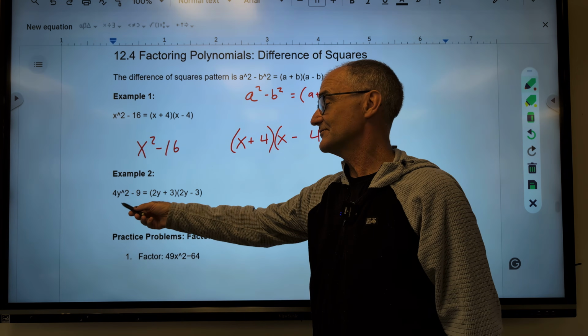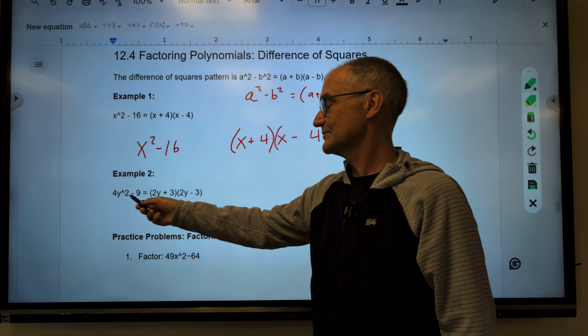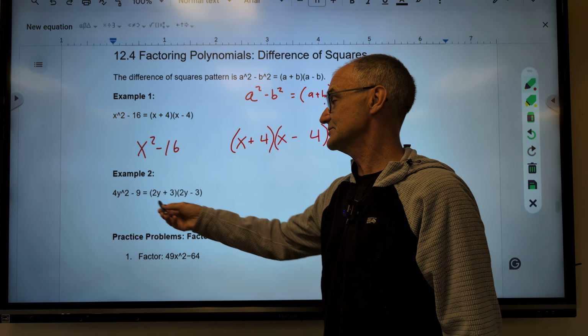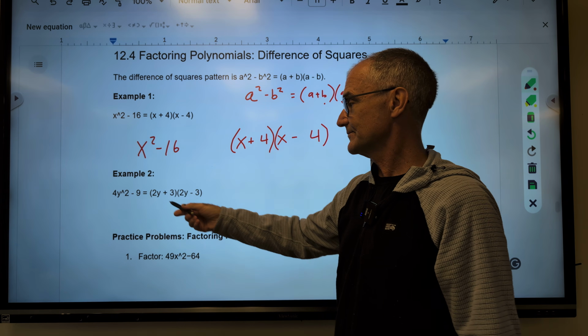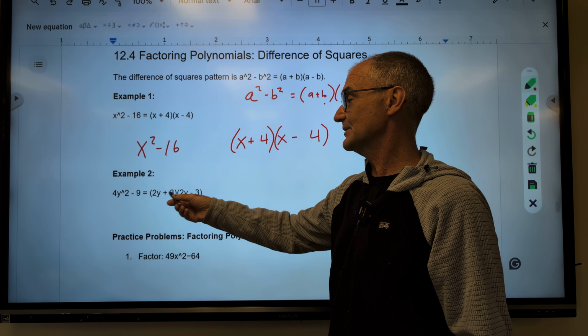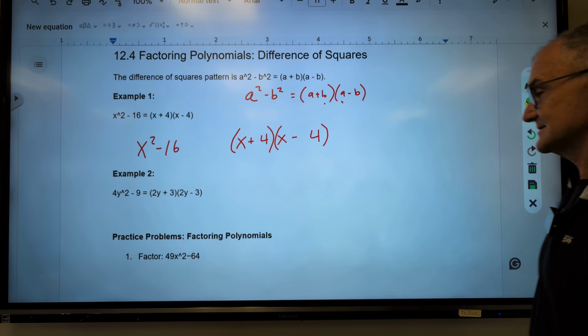Same thing on this one. I have 4y squared minus 9. 4y squared is a perfect square of 2y and 2y. 9 is a perfect square of 3 and 3. So this gives me 2y plus 3, 2y minus 3.